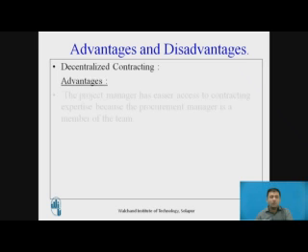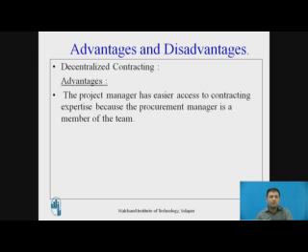Let us understand the advantages of decentralized contracting. The project manager has easier access to contracting expertise because the procurement manager is a member of his team. Only that single team, full-time work is done. So it is very easy. We can track the project and look into it in depth, one by one. So, easy contracting expertise.